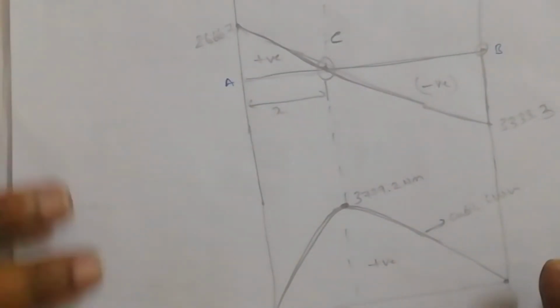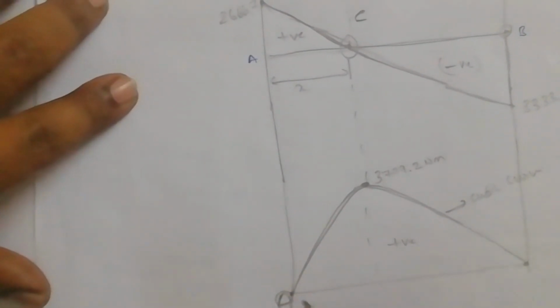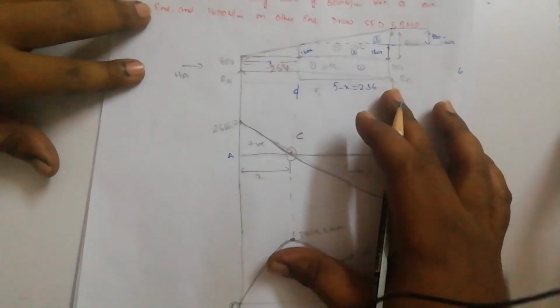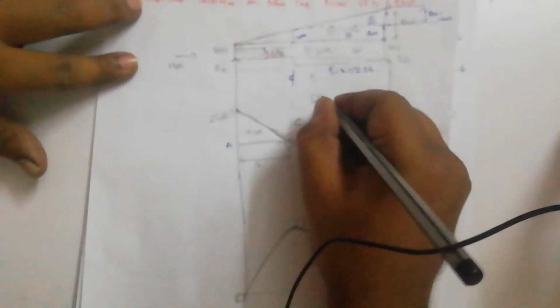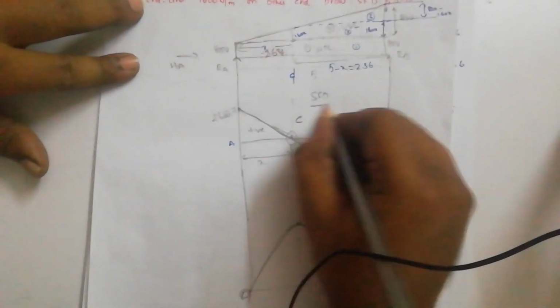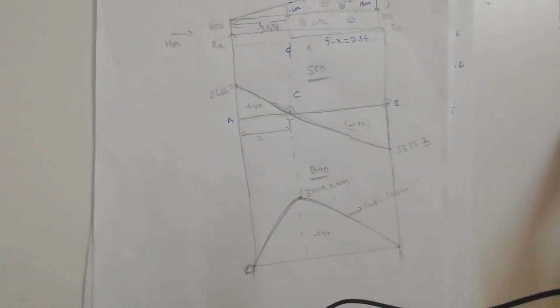If you have any changes in the value, please let me know. As per my calculation, I am getting this value as 3779, and this value is obviously 0. This is your A point, this is your B point. If you have any queries regarding these values, just let me know. I will try to rectify that. So this is your ultimate diagram for shear force and bending moment. Here you can write SFD, here you can write BMD. So this is for bending moment, this is for shear force. So in this way we are able to solve.